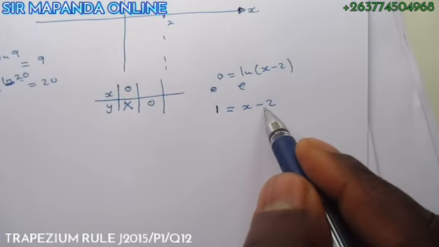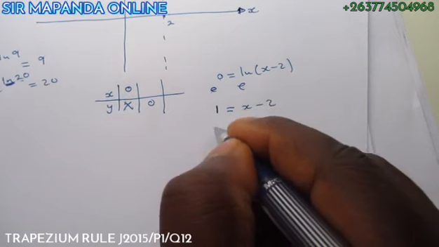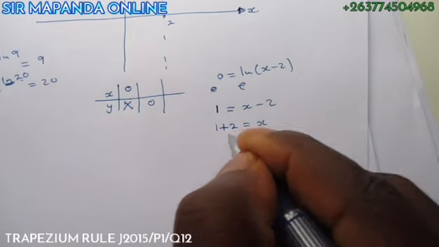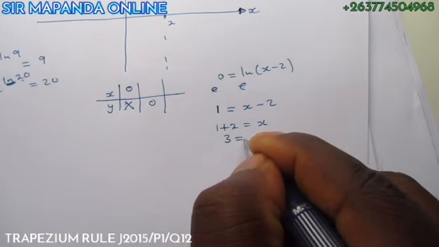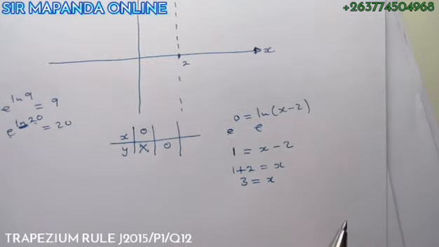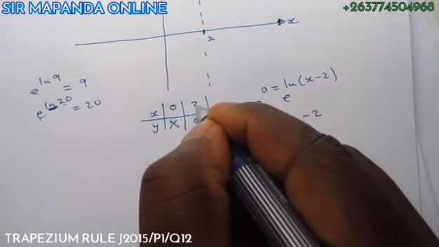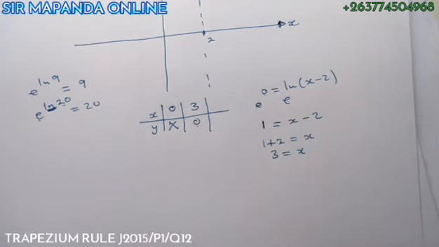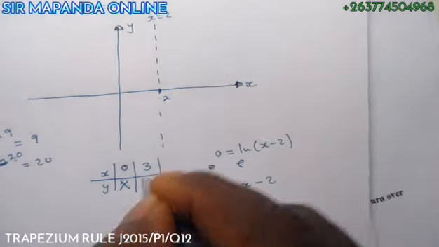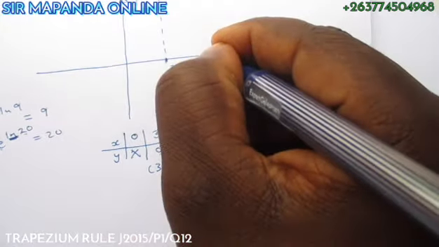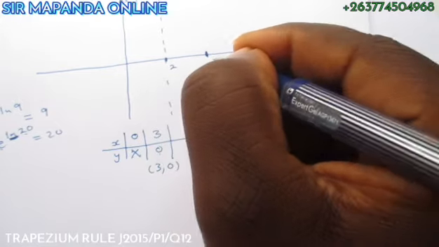So now moving minus 2 to the left, you get 1 plus 2 equals x. 3 equals x. So it simply means when y is 0, x is 3. I hope you are following. So the point here is (3, 0). 3 for x and 0 for y. This is the position of 3.